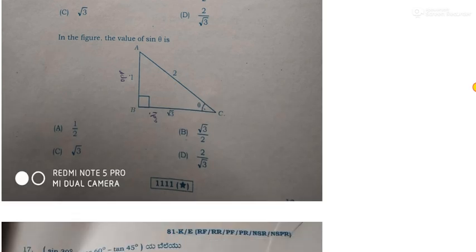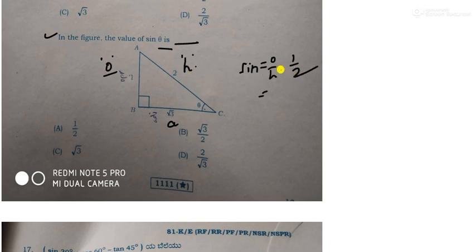Question number 16. In the figure, the value of sine theta is dash. So here is theta. So this will be opposite. Okay, this is hypotenuse, this is adjacent. If you have seen my videos, you must be thankful because I've explained all this in detail. So sine theta is what? Sine theta is O by H. What is O here? O is 1. What is hypotenuse here? It is 2. So answer is what? 1 by 2. That's all. Option number A.